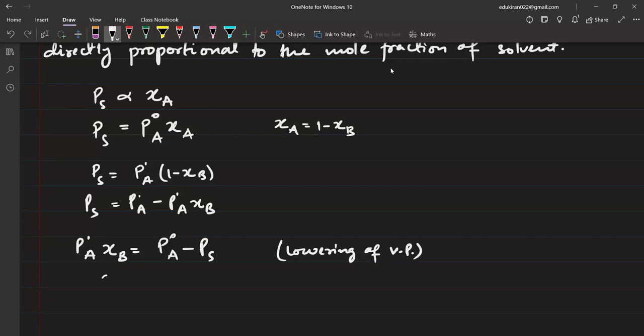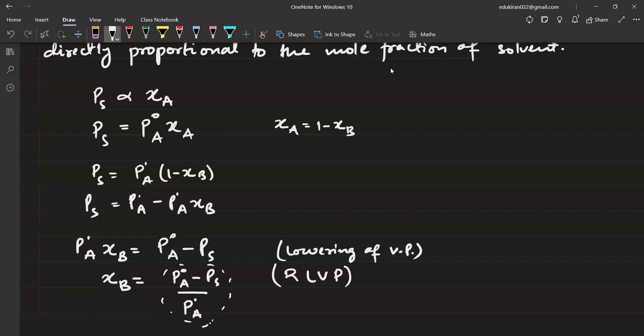Now, if I have chi B, it will be equal to P naught A minus P of solution divided by P naught. This is the lowering divided by the initial content, lowering divided by the original. It is known as relative lowering, what we call RLV, relative lowering of vapor pressure. This is the expression.